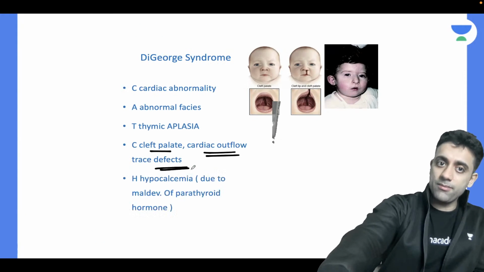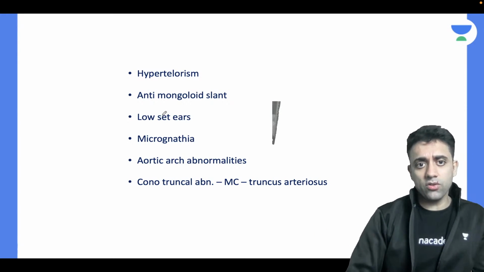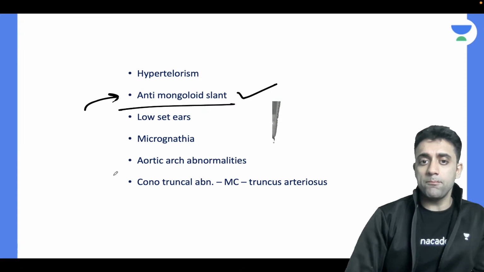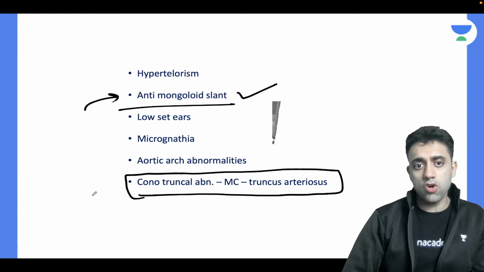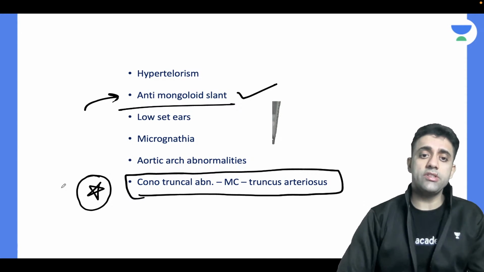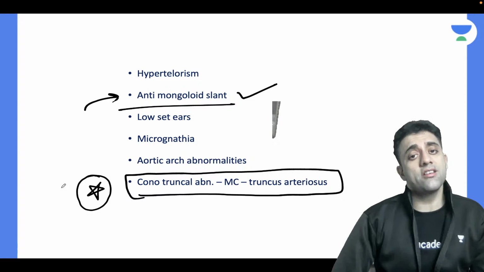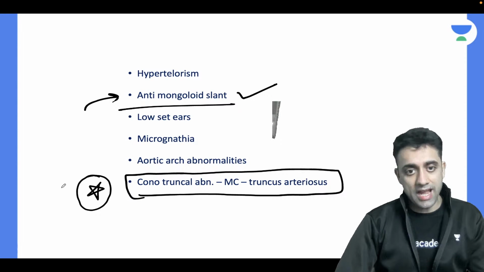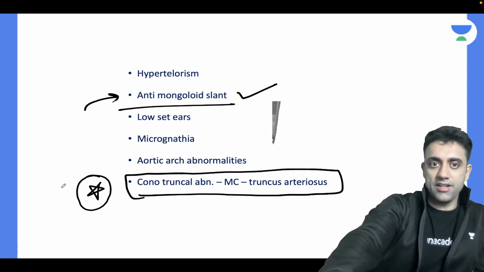Okay, okay प्रज्ञा, आगे बढ़ें. Very good. See, I have written an extra point. So yes, anti-mongoloid slant you can see, but remember one thing more about this cardiac outflow tract obstruction. The most common you see are conotruncal abnormalities in congenital heart disease. You will see conotruncal abnormalities in DiGeorge syndrome, and the most common is truncus arteriosus. Please put an extra point: anti-mongoloid slant and also conotruncal abnormalities, and the most common is truncus arteriosus. ठीक है, डन.